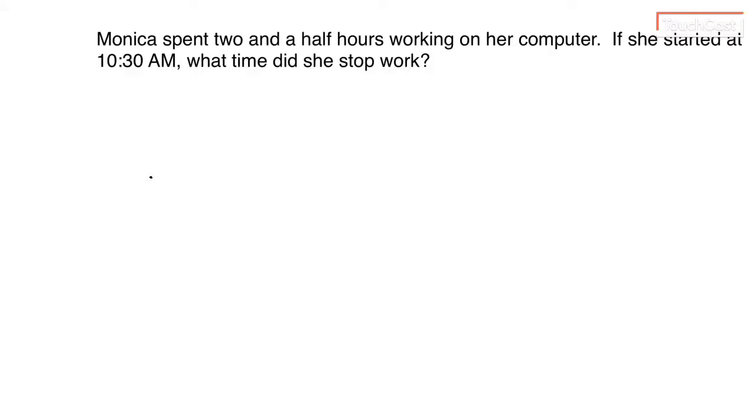Hi, fifth grade mathematicians. This is going to be one of your last flip lessons for the whole year as the year is winding down. So let's make sure we're paying close attention because this is an important skill you need to know to be a successful adult.